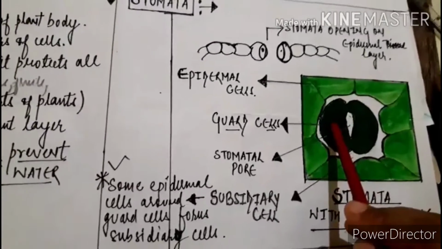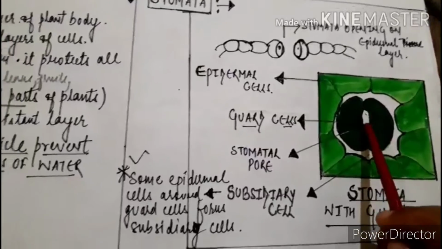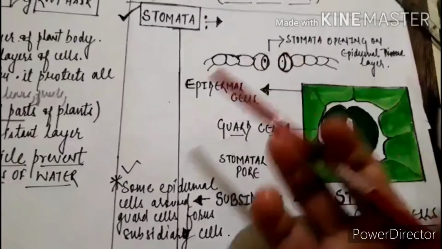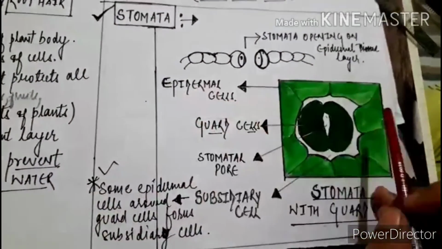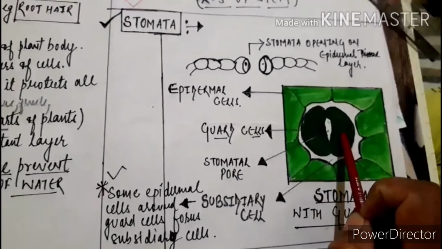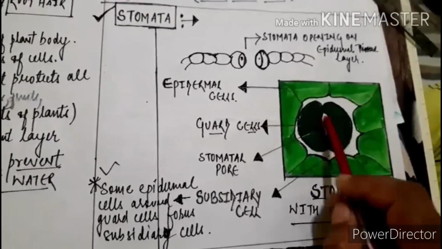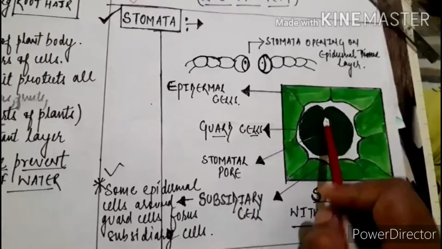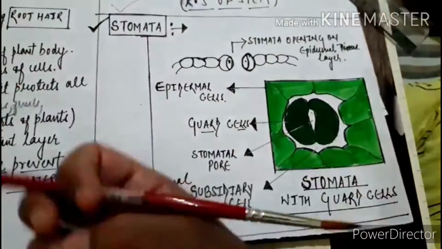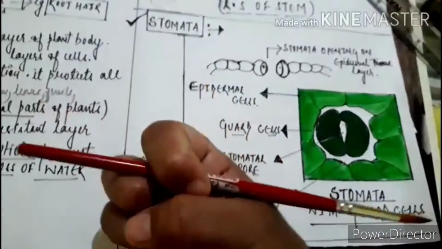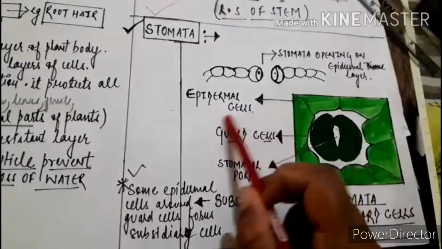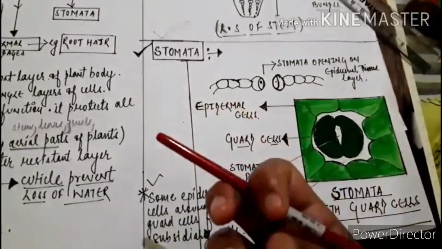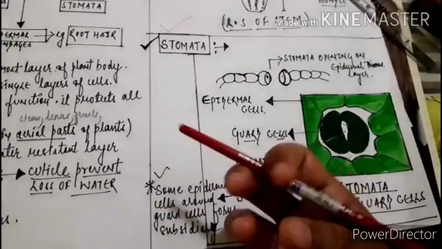What is the function of guard cells? They decide whether the pore is open or closed. When the guard cells become swollen, see, this is swollen this time, the pore will be open, and when the guard cells shrink, the pore will be closed. So, in this way, opening and closing of stomata is regulated by these guard cells which are guarding these pores, and in this way the plant regulates the exchange of gases and regulates transpiration.